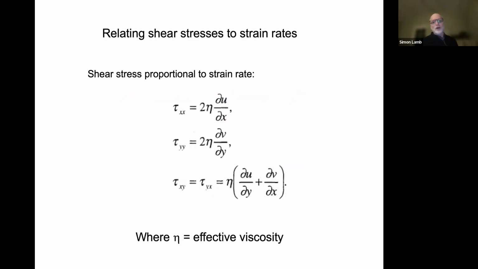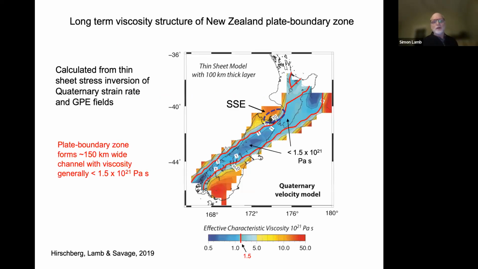Once you have the stresses and you know the strain rates, then if you're approximating the system as a viscous system, you can work out the effective viscosity, which, if you like, is a measure of the strength. And so what you find in New Zealand is that the plate boundary zone is essentially a weak channel, which has a typical viscosity of about 10 to the 21 Pascal seconds. So that's a typical measure of strength, if you like, of the lithosphere.